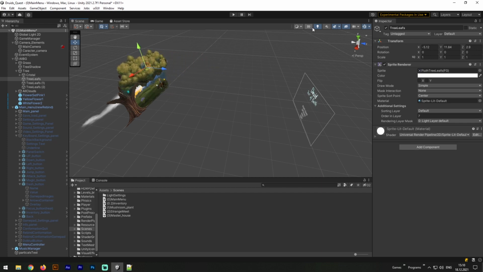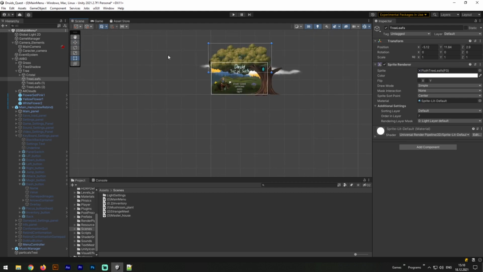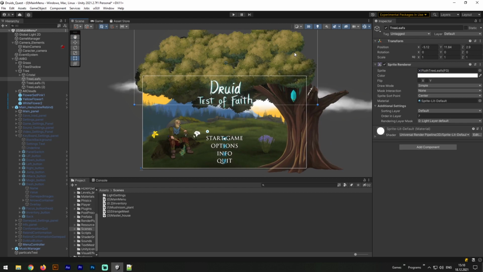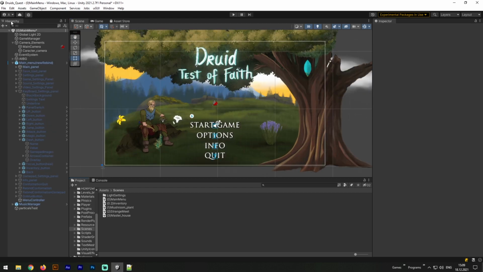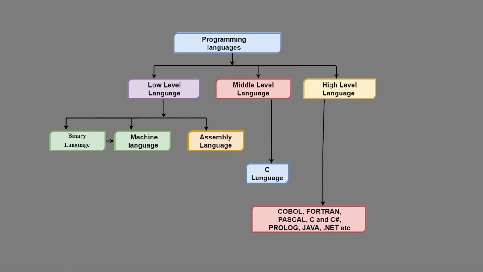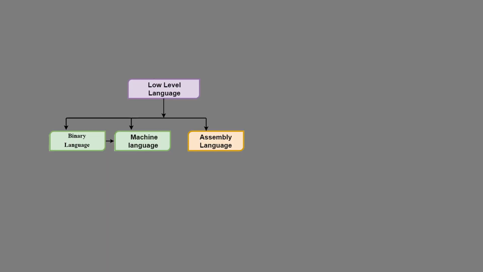So, if both these engines are so similar, there is a point where we can say that Unity is the best. And the point is hidden in the language level. Give me a moment and I will explain what it is and why it is happening. Basically, programming languages can be divided into three main tiers: low-level, mid-level and high-level languages. Let's start with low-level languages. Low-level language is divided into binary, machine and assembly languages.